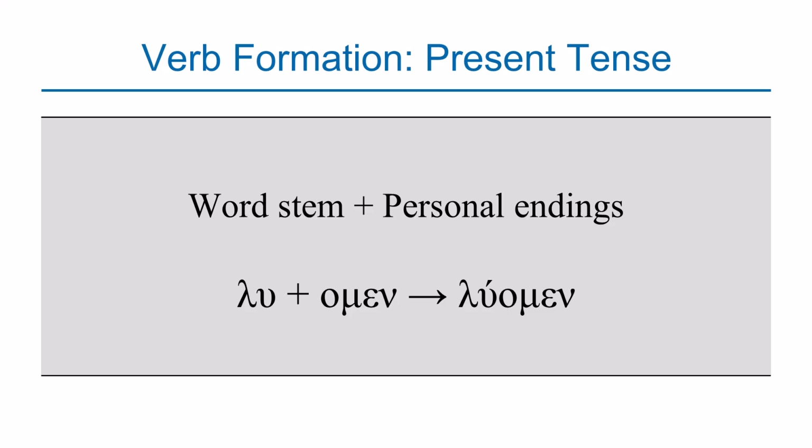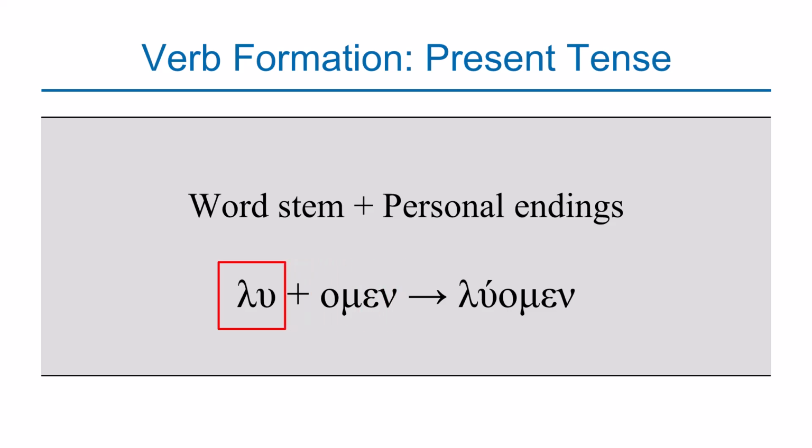Just like the nouns, when you're forming a verb in the present tense, there are two things to consider. You have the tense stem, or the stem of the verb, and you have the personal ending. For example, you have the word luomen. In the word luomen, lu is the stem and omen is the ending. So every verb has two things: the stem of the verb and the ending of the verb. When you combine these two, you are creating a verb. And this applies for every tense among the six tenses that we looked at.